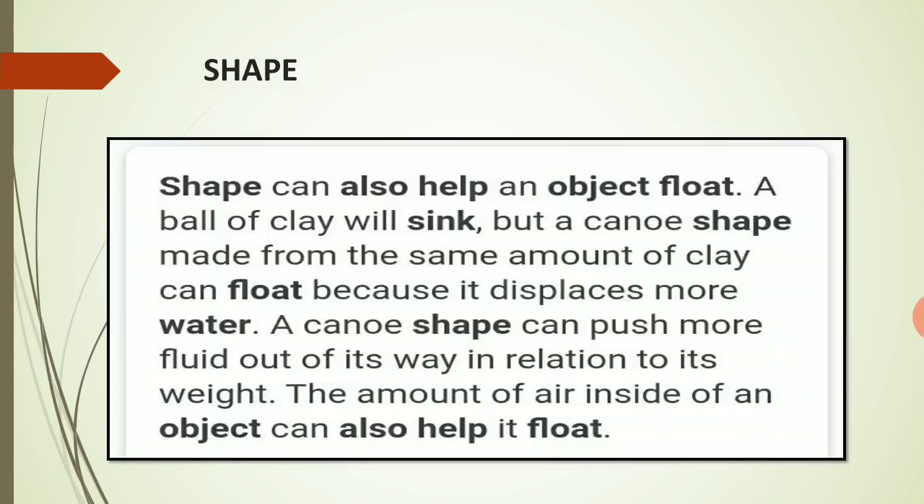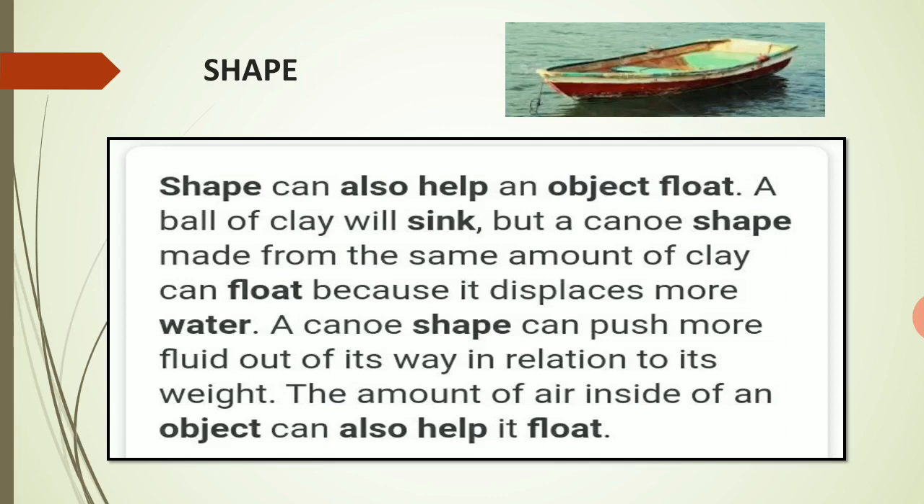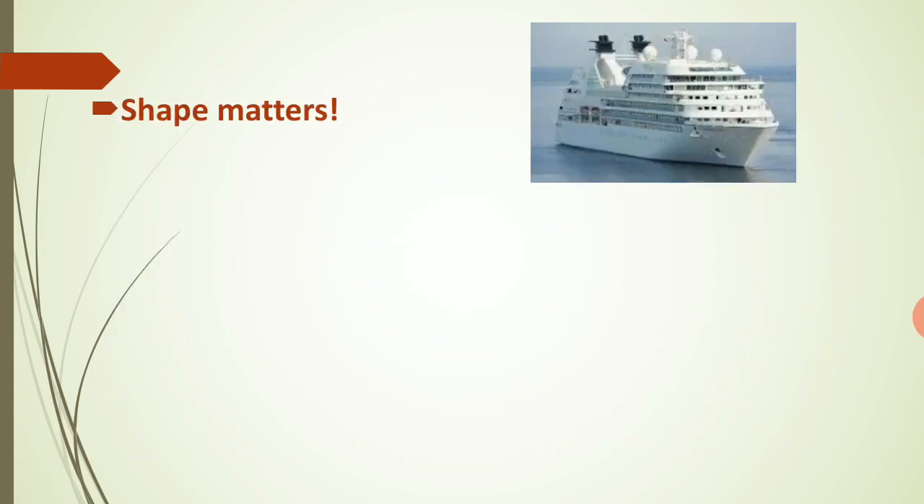Shape can also help an object float. A ball of clay will sink, but a canoe shape made from the same amount of clay can float because it displaces more water. Canoe shape means boat shape. A canoe shape can push more fluid out of its way in relation to its weight. The amount of air inside of an object can also help it to float. No doubt, shape matters.